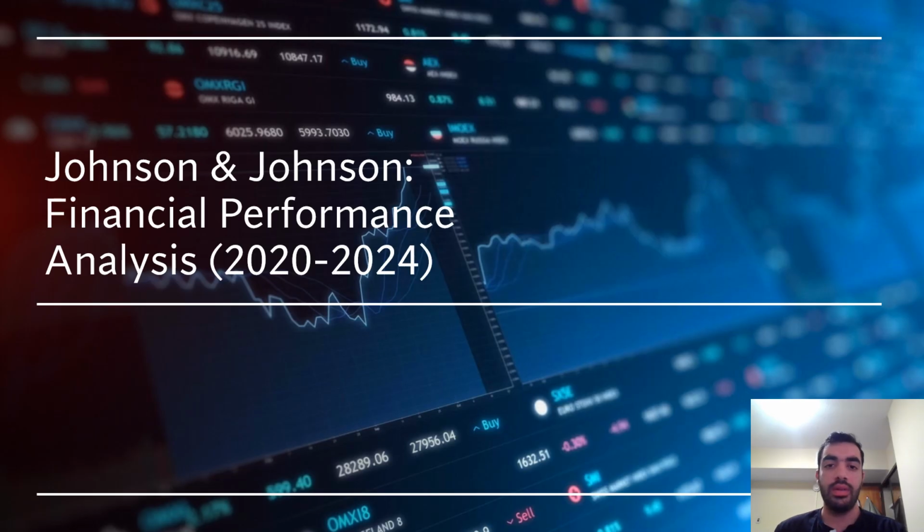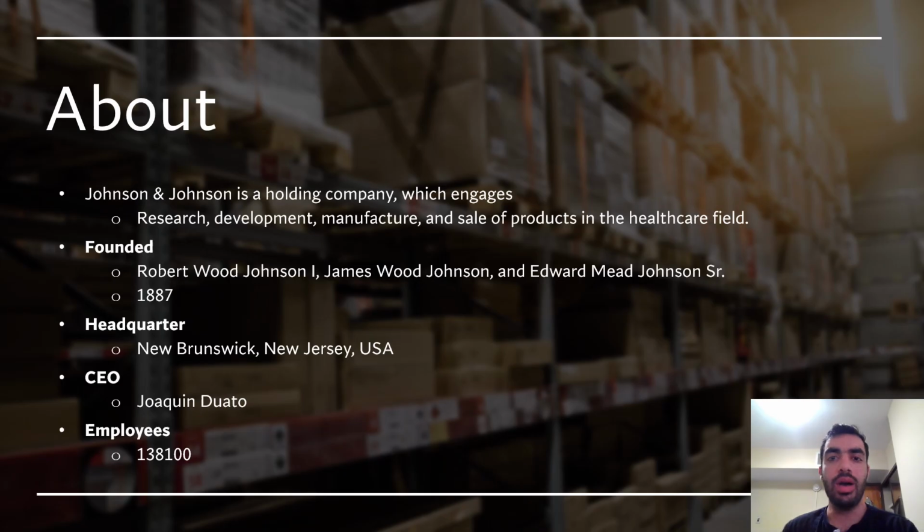So now I'm presenting the second pharmaceutical company, which is the Johnson & Johnson financial performance analysis. I'm starting with the introduction. Johnson & Johnson is a holding company which engages in research, development, manufacture, and the sale of products in the healthcare field. It operates through the innovative medicine and medtech segments.